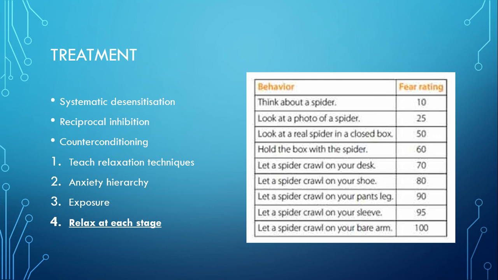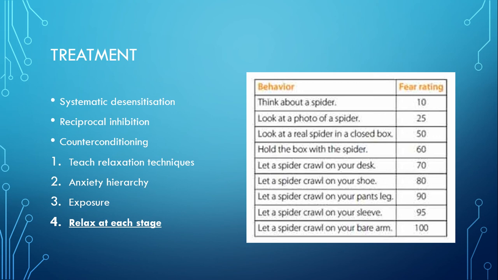They say, great, we're going to move on to the next stage in your hierarchy, looking at a photo of a spider. Same thing: look at it, use relaxation techniques, wait until you are fully relaxed, so you have moved all the way down your fear rating. You feel no fear, you are completely relaxed, and then we move on to the next step again. Do not forget that you relax at each stage.